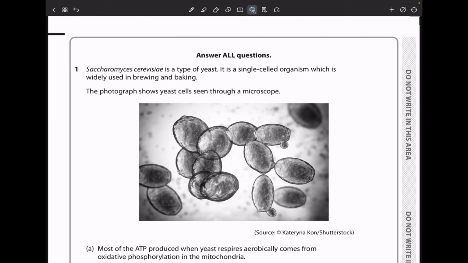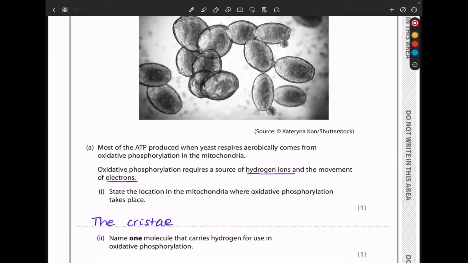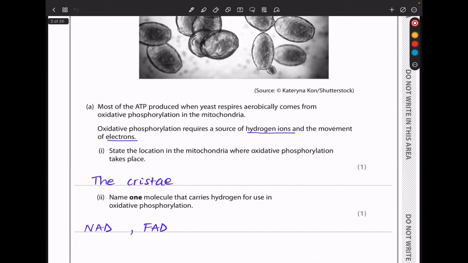In question 1 they say Saccharomyces cerevisiae is a type of yeast. It is a single-celled organism which is widely used in brewing and baking. The photograph shows yeast cells seen through a microscope. So we can see the yeast cells here. They say most of the ATP produced when yeast respires aerobically comes from oxidative phosphorylation in the mitochondria. Oxidative phosphorylation requires a source of hydrogen ions and the movement of electrons.